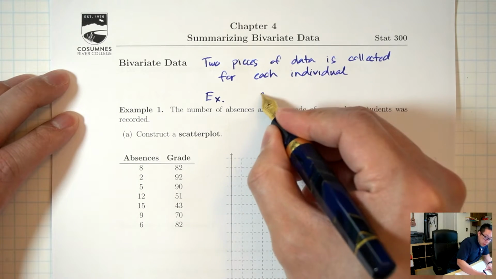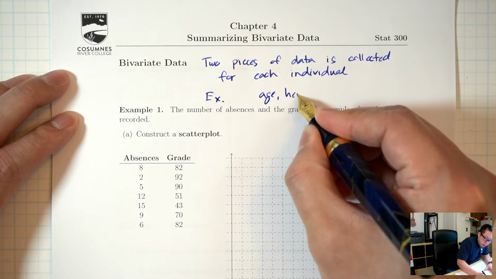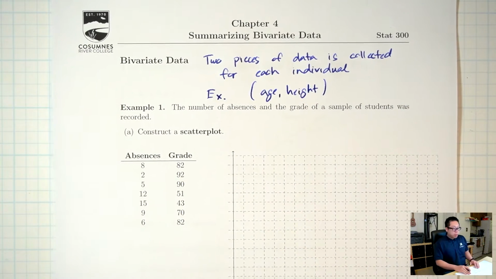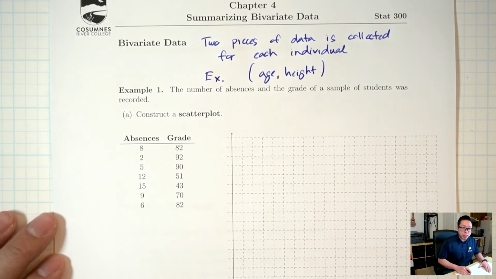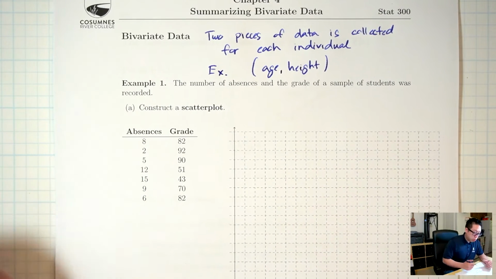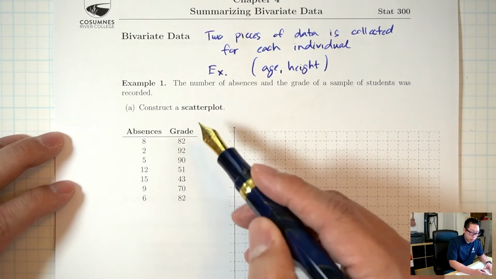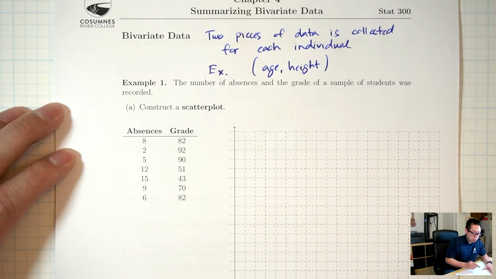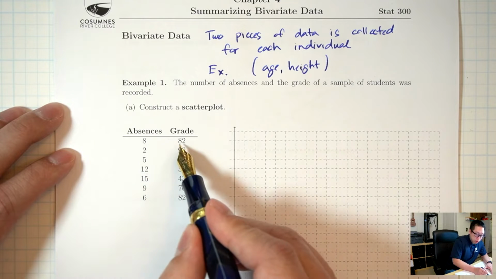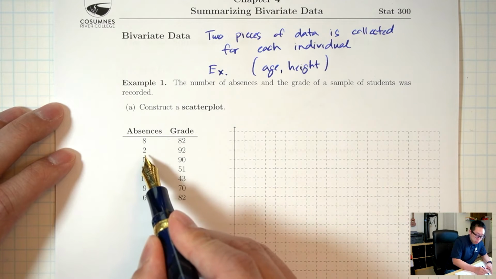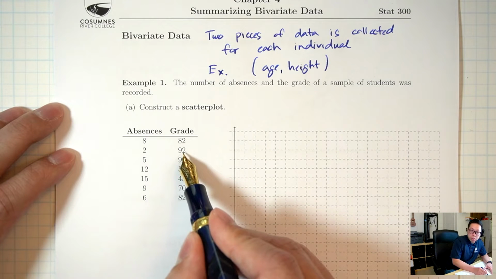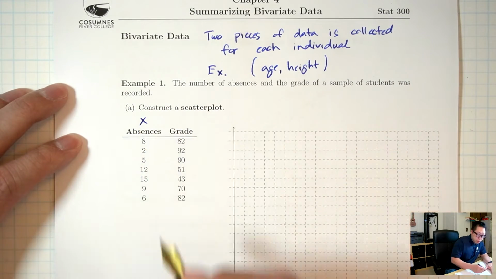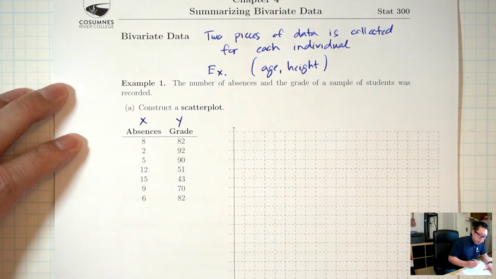And usually we're going to pair them up as an ordered pair, like XY coordinates. The main type of graph for bivariate data is going to be a scatter plot. Here we're collecting for each student their absences and their grade. So each pair represents data for one student. So this student had 8 absences and their grade is 82. This next student had 2 absences and their grade is 92. So typically, the first column will plot on the x-axis, the second column will plot on the y-axis.